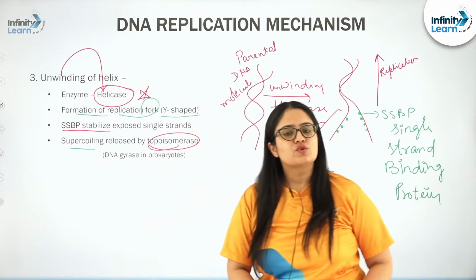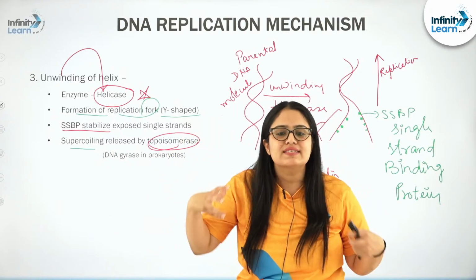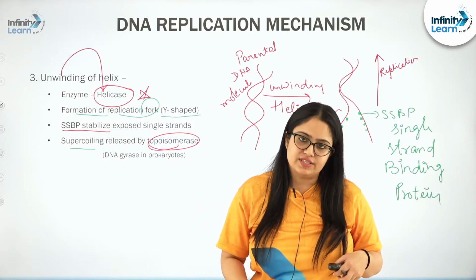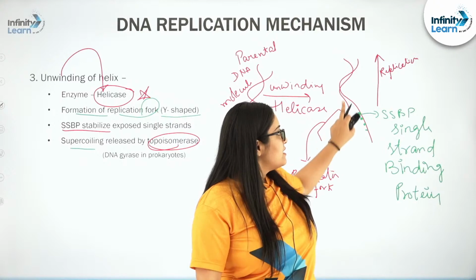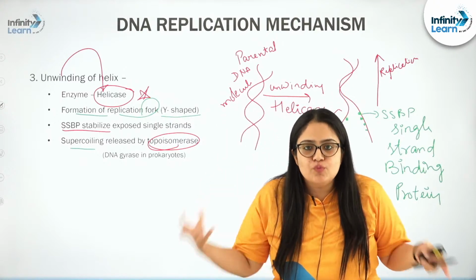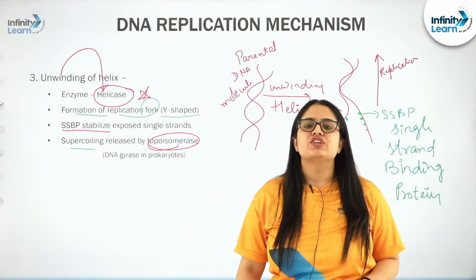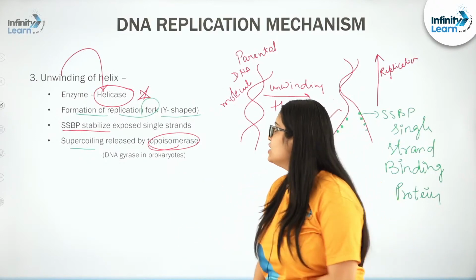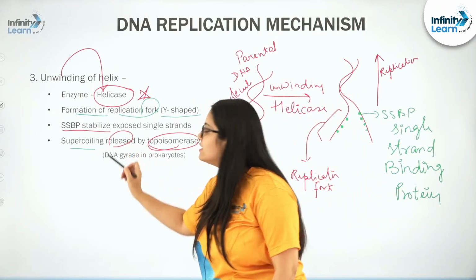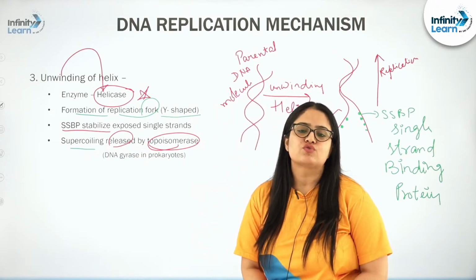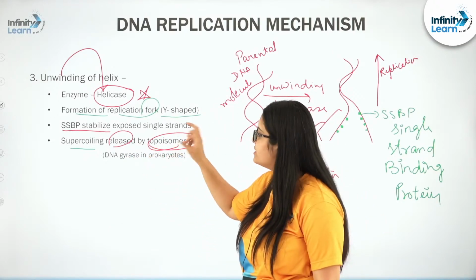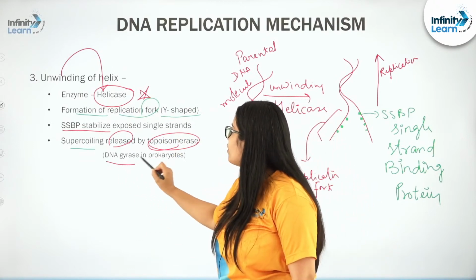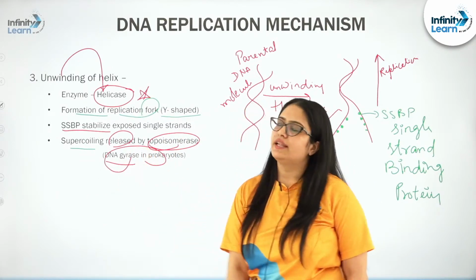What will this topoisomerase do? It will try to release this tension so that supercoiling can be prevented, and this helicase can act smoothly and DNA replication can be further continued without hindrance, right. So, the tension that is developed because of the supercoiling will be released with the help of the enzyme known as topoisomerase, and similar activity in prokaryotes will be done by DNA gyrase.